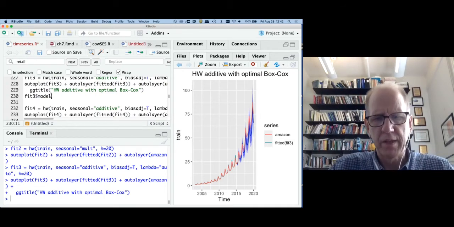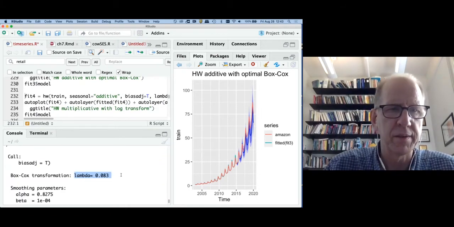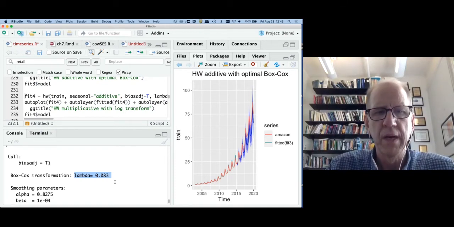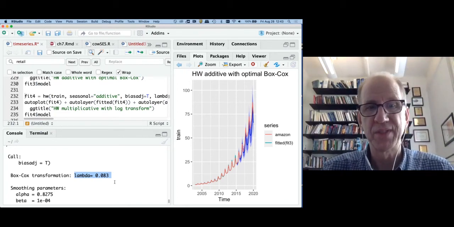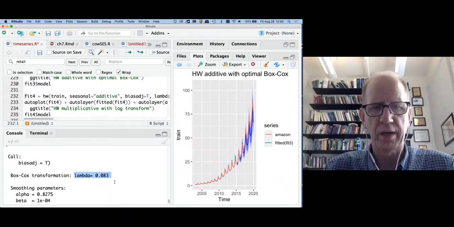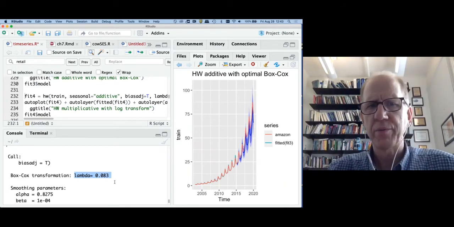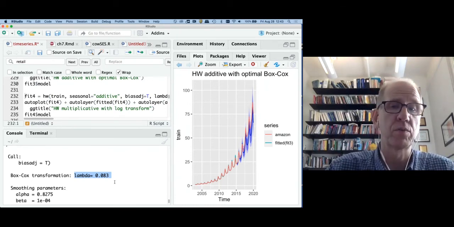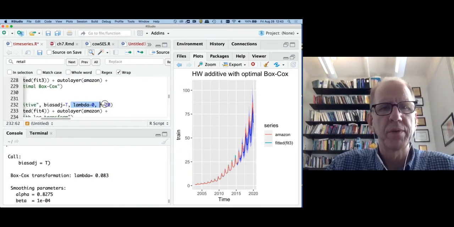Let's go look at the model parameter estimates. R has selected the Box-Cox parameter to be 0.083, which is mighty close to 0. Remember that a Box-Cox transformation of 0 means take the log. We're almost taking the log. Our author and I recommended simple values of Box-Cox, so I would just as soon round this to 0. So let's go try this again with a lambda of 0.